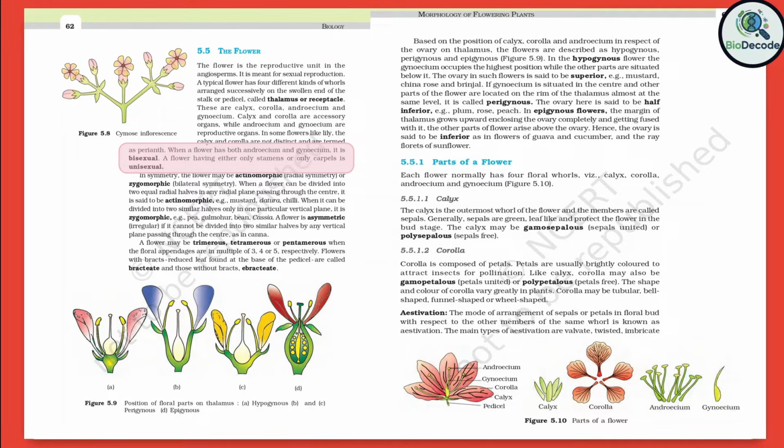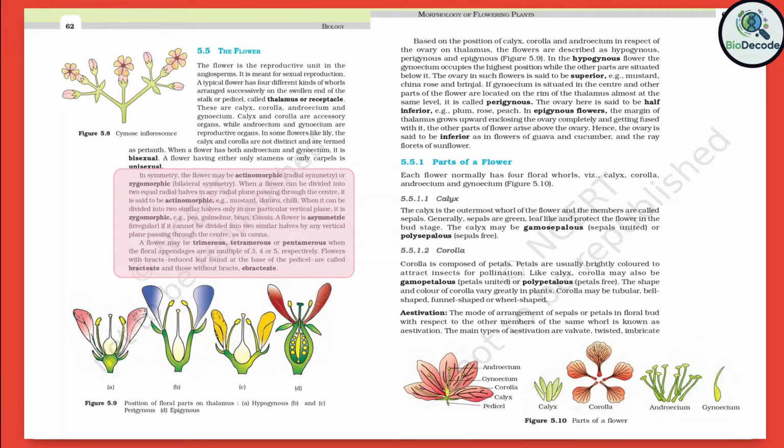When a flower has both androecium and gynoecium, it is bisexual. Flower having either only stamens or only carpels is unisexual. In symmetry, the flower may be actinomorphic, radial symmetry, or zygomorphic, bilateral symmetry. When a flower can be divided into two equal radial halves in any radial plane passing through the center, it is said to be actinomorphic. For example, mustard, datura, chili.